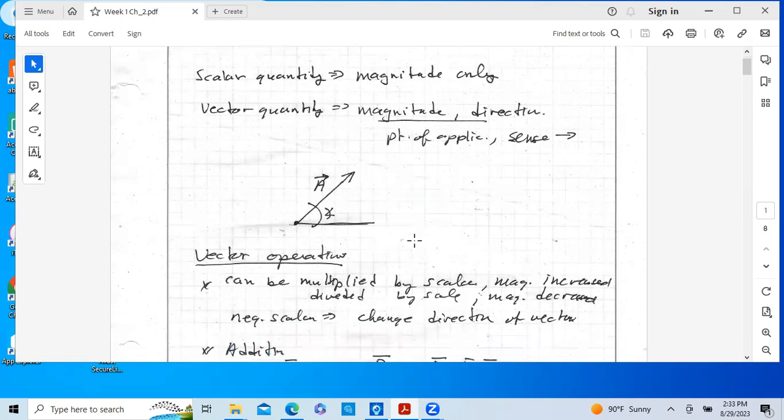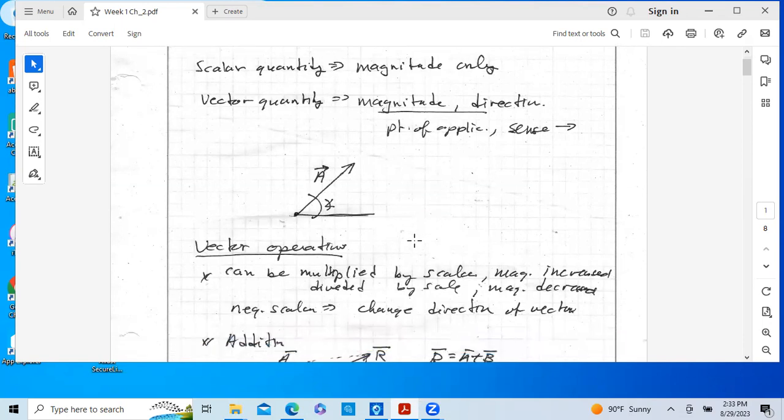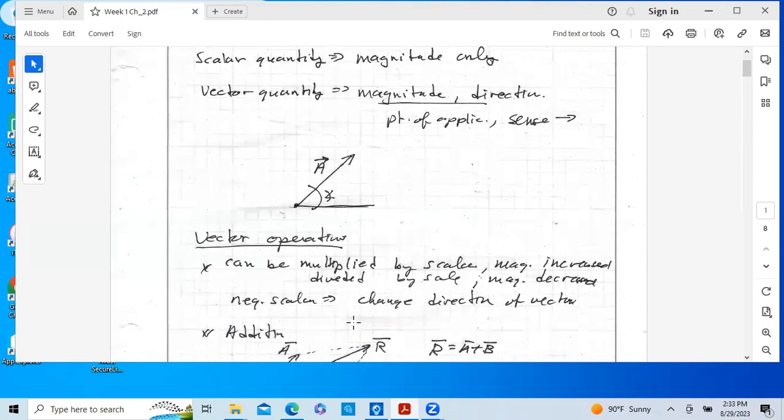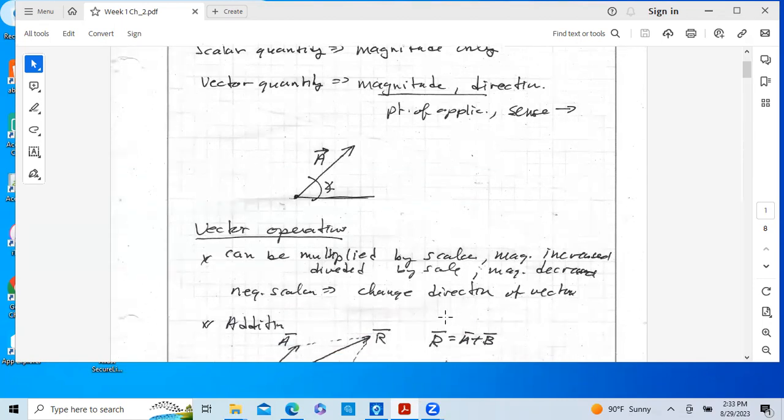Vector operations, you're all familiar with these. They can be multiplied, divided. We understand what happens. If it's multiplied, its magnitude is increased. If it's divided by a scalar, it's decreased. And if you have a negative scalar, it just changes the direction of the vector.